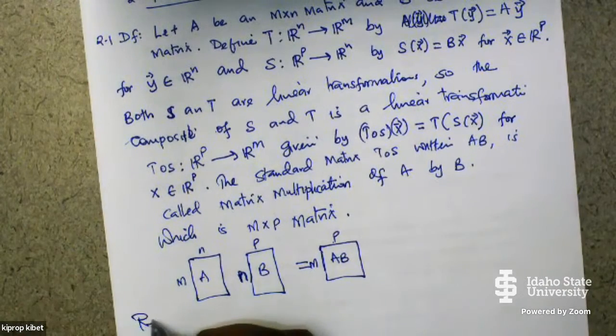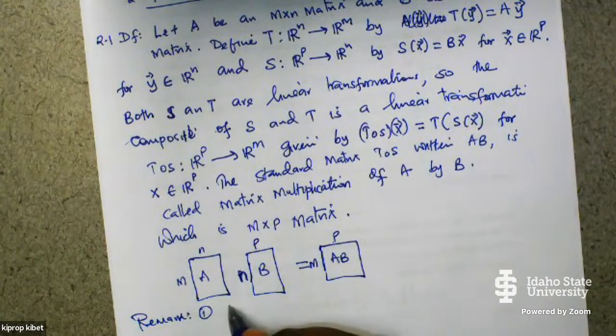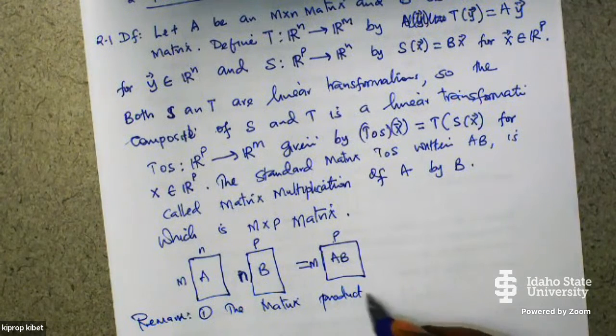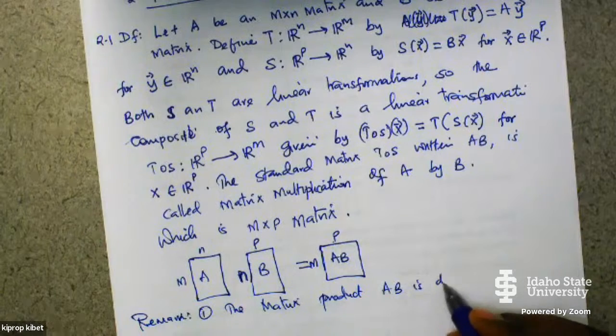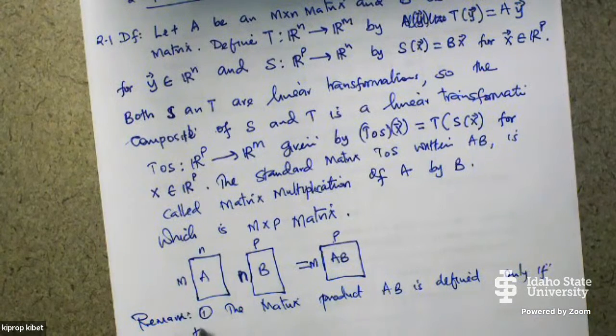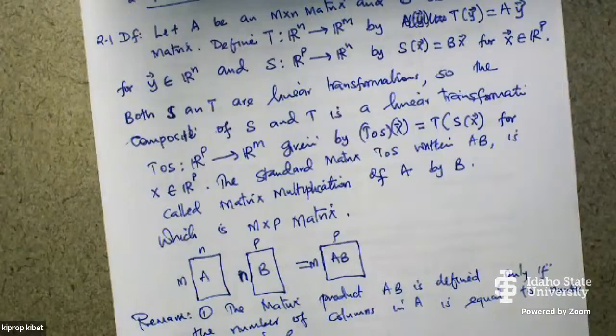So let's look at the remark. Number one, the matrix product AB is defined only if the number of columns in A is equal to the number of rows in B.